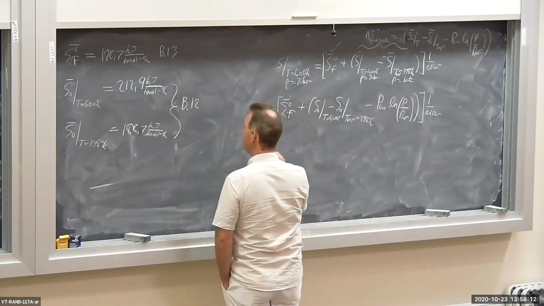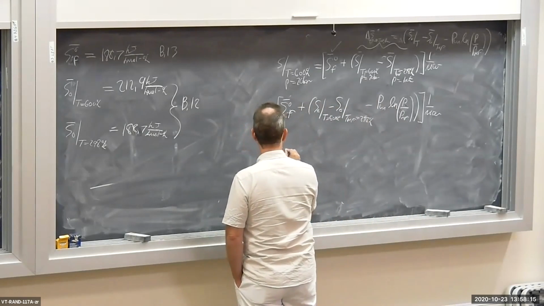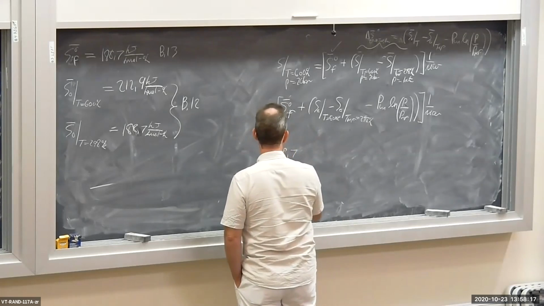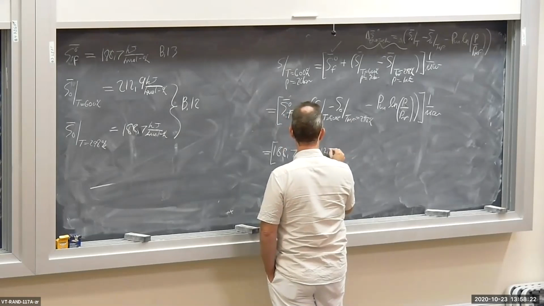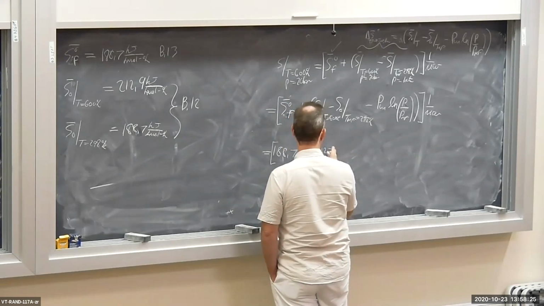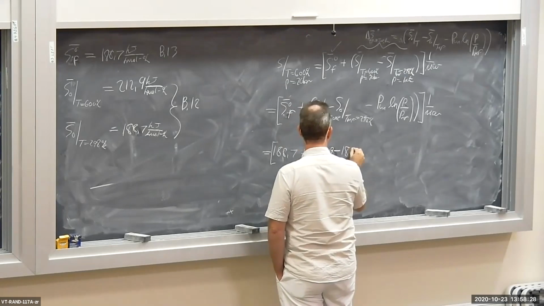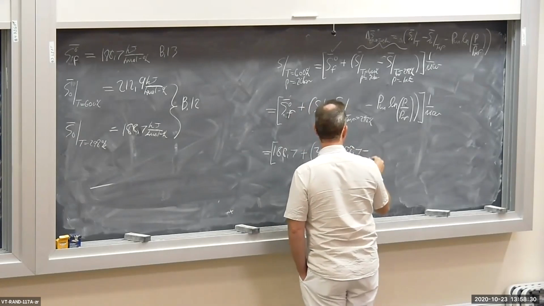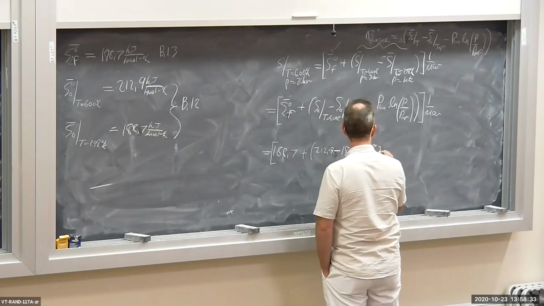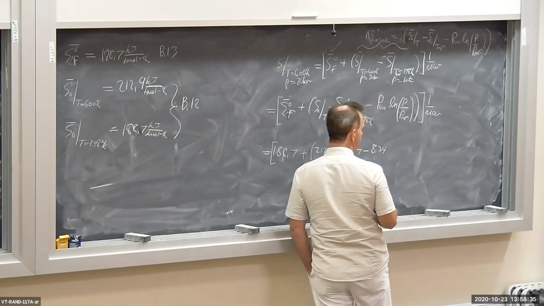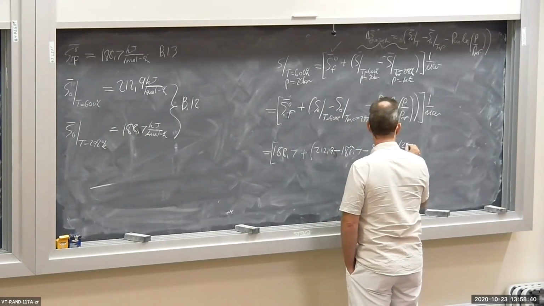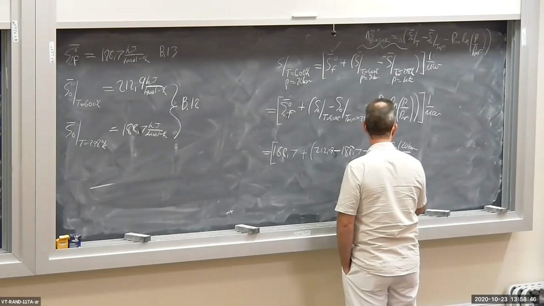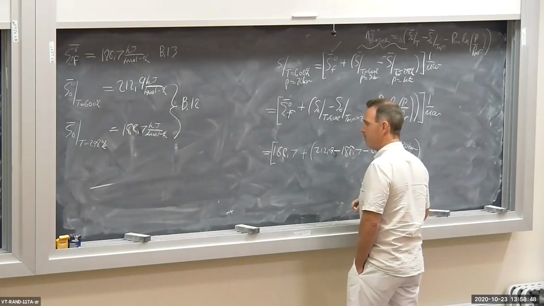Okay, so entropy of formation, 188.7, forget the unit, plus 212.79 minus 188.7 minus R universal, which is 8.314 kilojoules per kilomole degree Kelvin, times the natural log of 20 bar over 1 atmosphere, which is approximately 1 bar. So I'm just going to put 1 bar there.